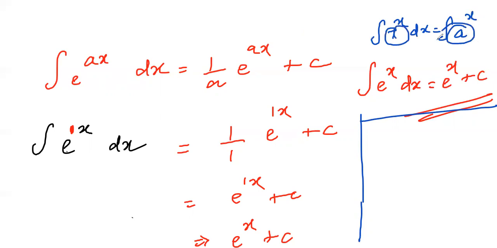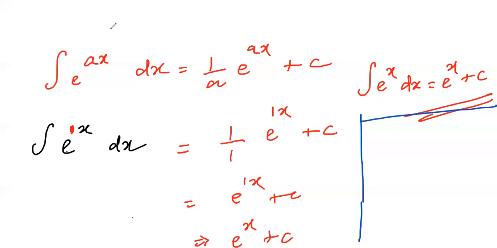7 is the constant, right? 7 is 7. 7 cannot be e because e is 2.71. How can you compare 2.71 to 7? You're getting it? So you have to use the a power x formula for that. What is the formula, ma'am? You just told me. a power x by log a. We just did.